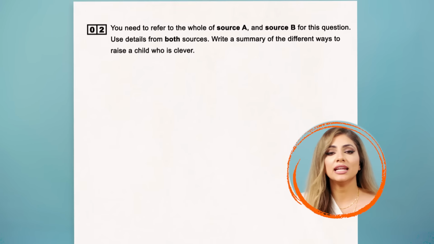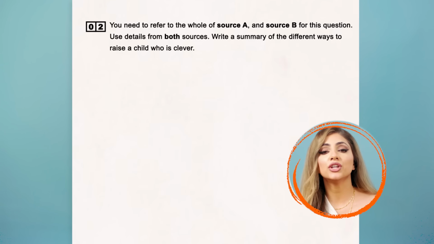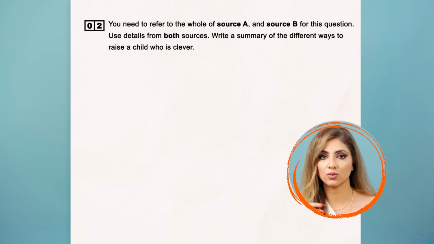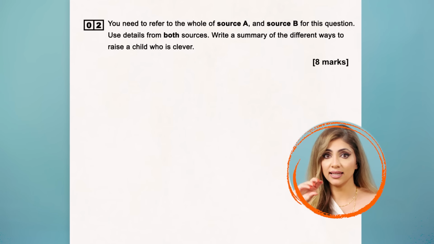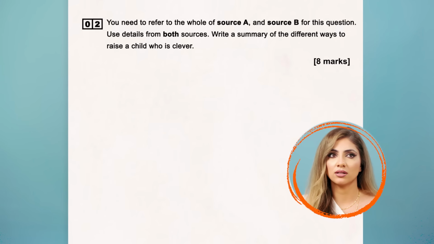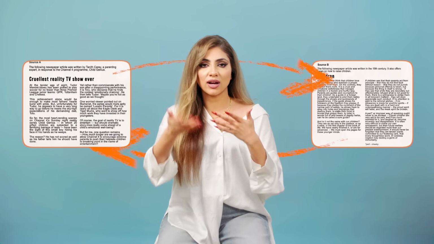Question 2 will always be a summary of differences or a summary of similarities. In this paper, the exact question looks like this. You need to refer to the whole of source A and source B for this question. Use details from both sources. That means use quotations from both sources. Write a summary of the different ways to raise a child who is clever. 8 marks. Okay, so I need quotations from both sources. I'm writing a summary comparing how to raise a child who is clever.